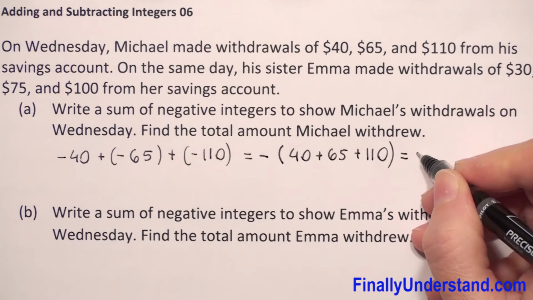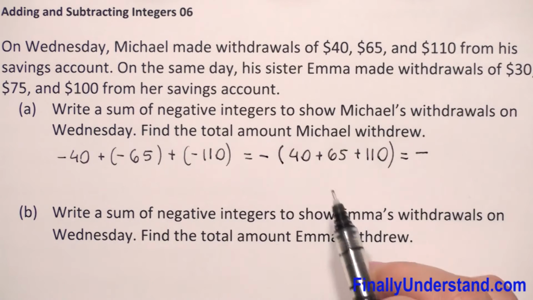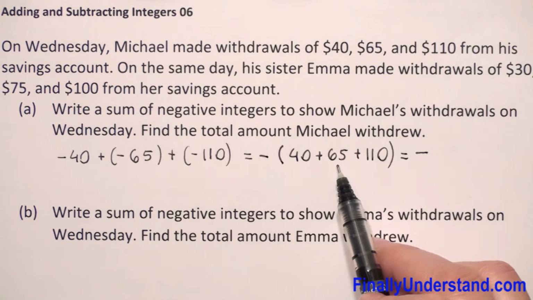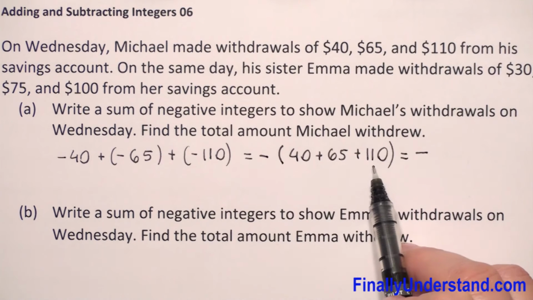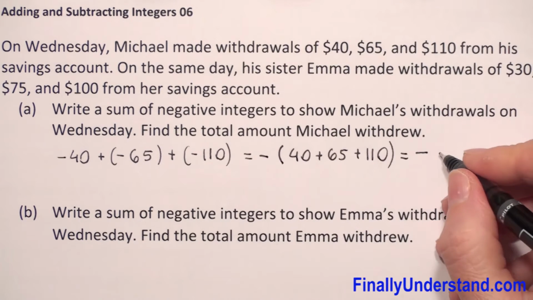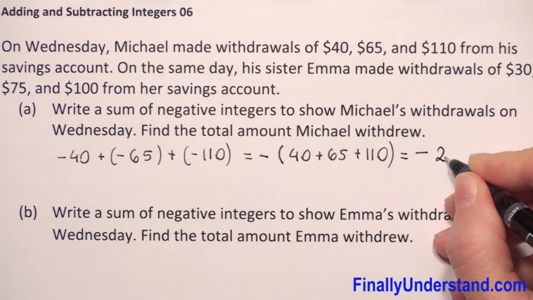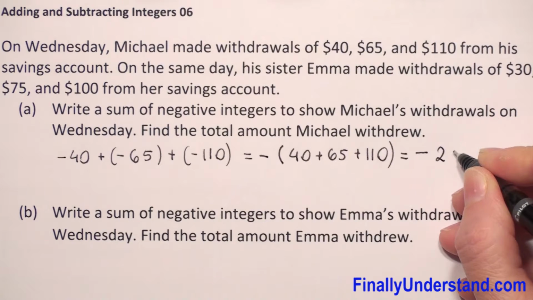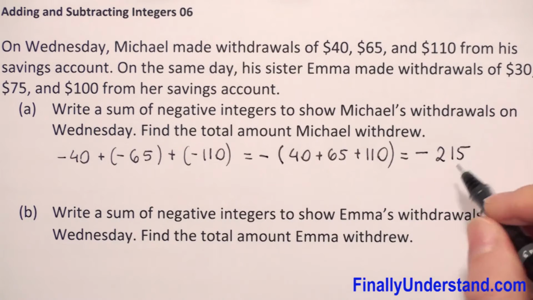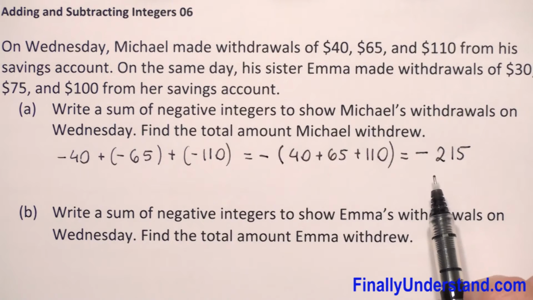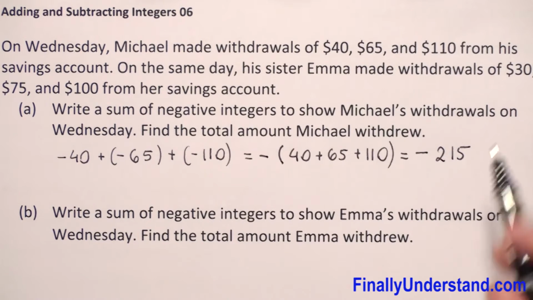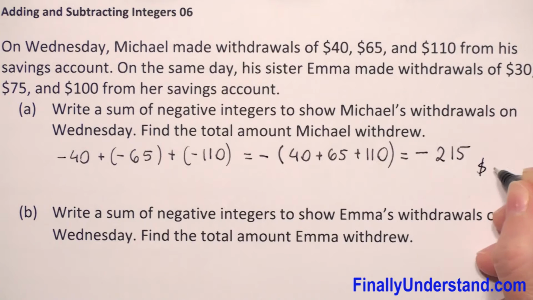So this is equal to, negative sign we rewrite, 40 plus 65 is 105, plus 110, so it will be 215. So Michael withdrew $215, we can write.